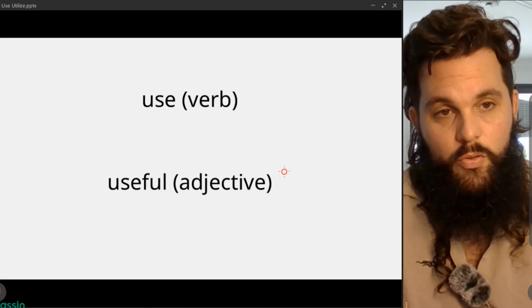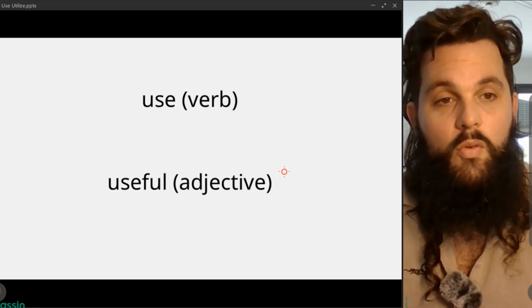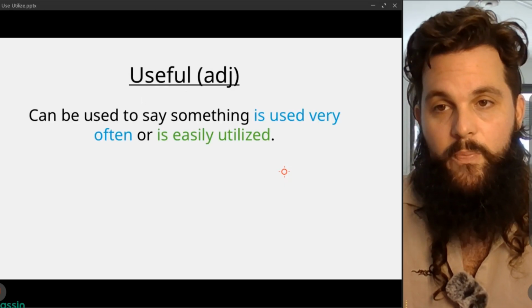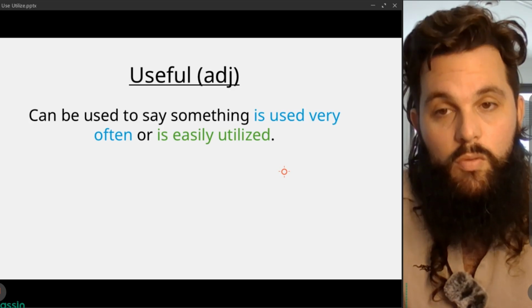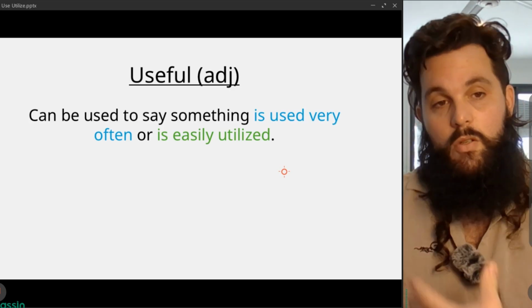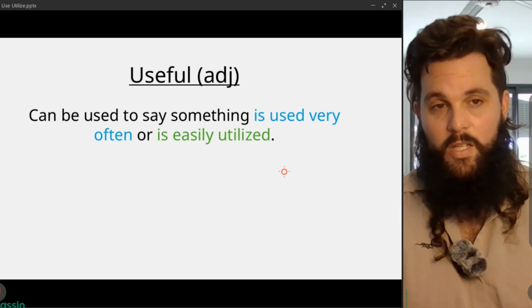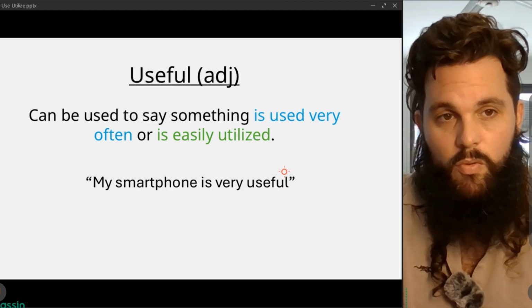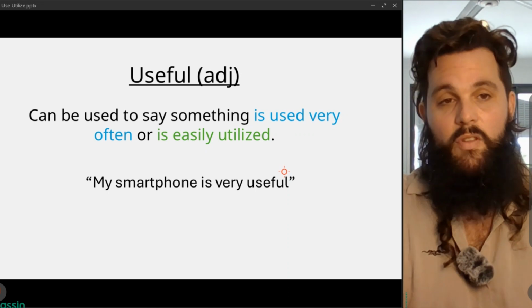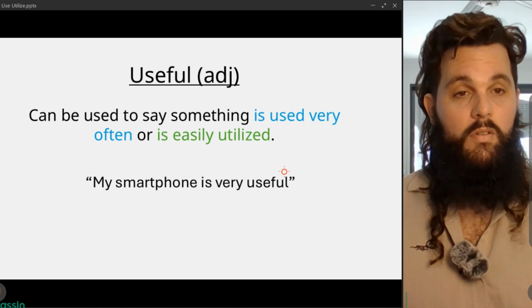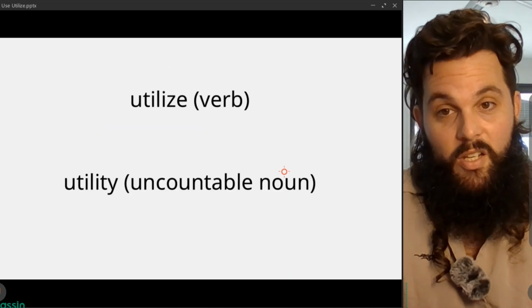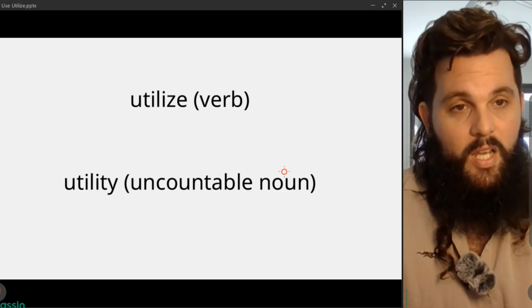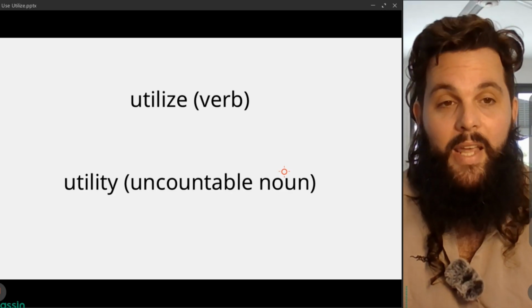Changing the form to the adjective useful also changes the way we can use it as well. So useful can be used to say that something is used very often or is easily utilized. So saying something like my smartphone is very useful, you could say that you use it for many different things, or you use it very often, you use it every day. Now, changing utilize to utility, you also change the end of the word and it becomes an uncountable noun.